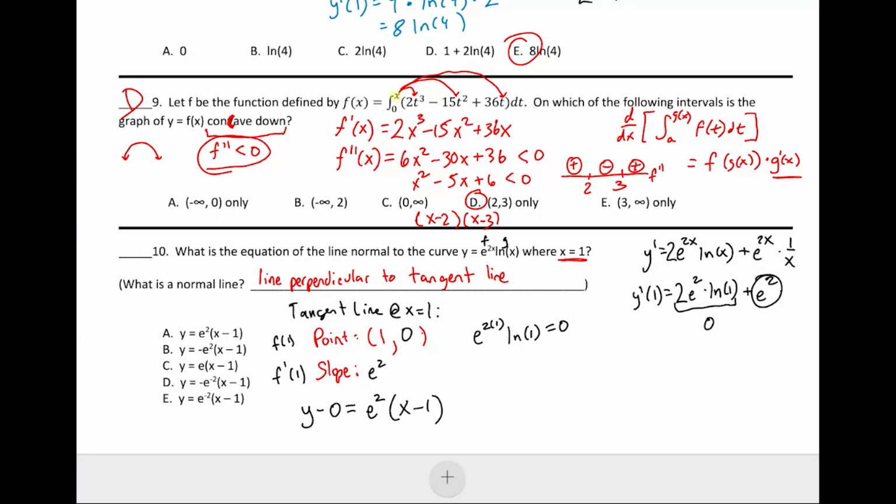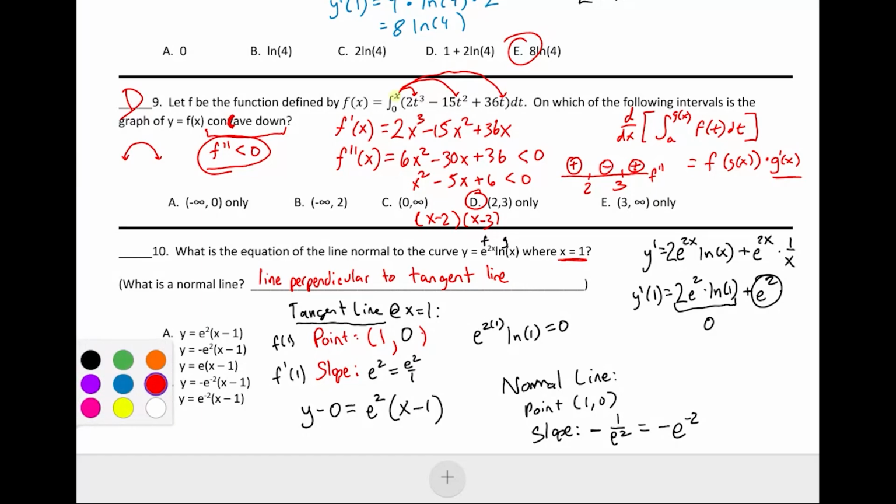Now that is the tangent line, not the normal line. So the normal line will have the same point. Okay, so the point is at 1 comma 0, but the slope is going to be the opposite reciprocal of the slope of the tangent line. So e squared, that's the same thing as e squared over 1. So the slope of the normal line would be negative 1 over e squared, or another way of saying that is negative e to the negative second power.